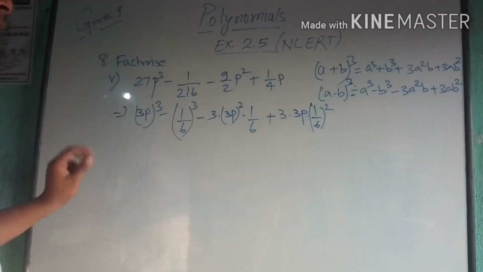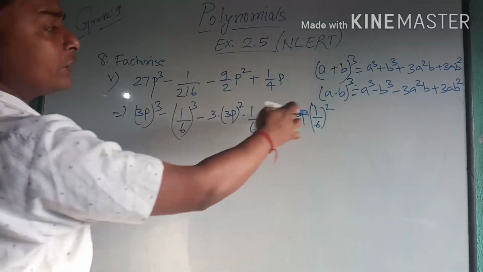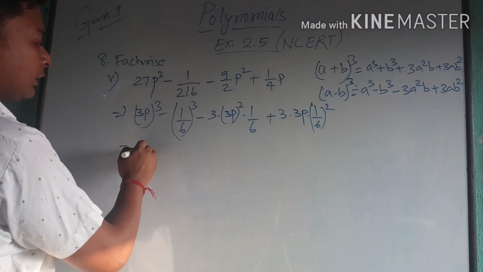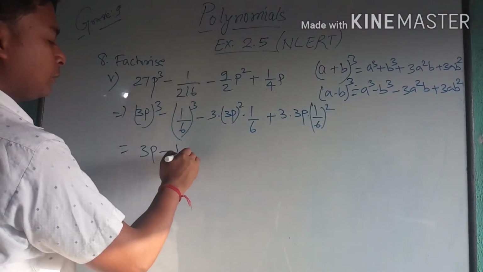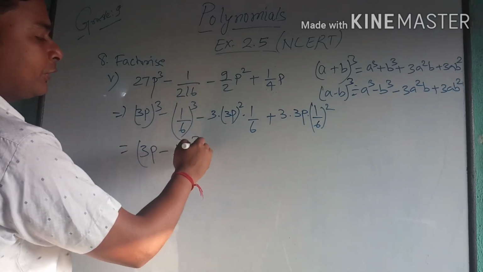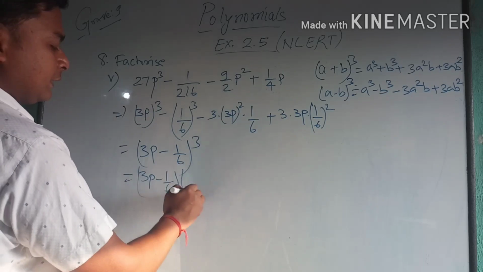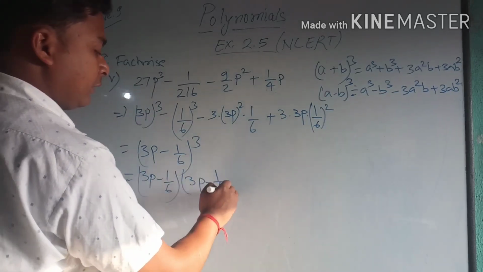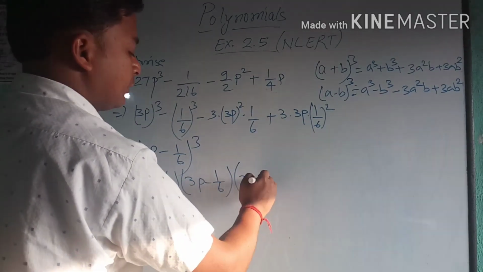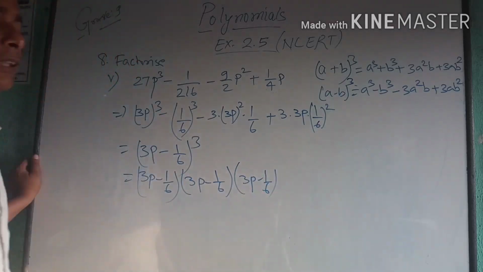So our arrangements are correct and it is suitable for a minus b whole cube. That's why we can write 3p minus 1 upon 6 whole cube. And cube means you have to write the same thing 3 times. And this part is almost similar to all other parts, so you can do it very easily.